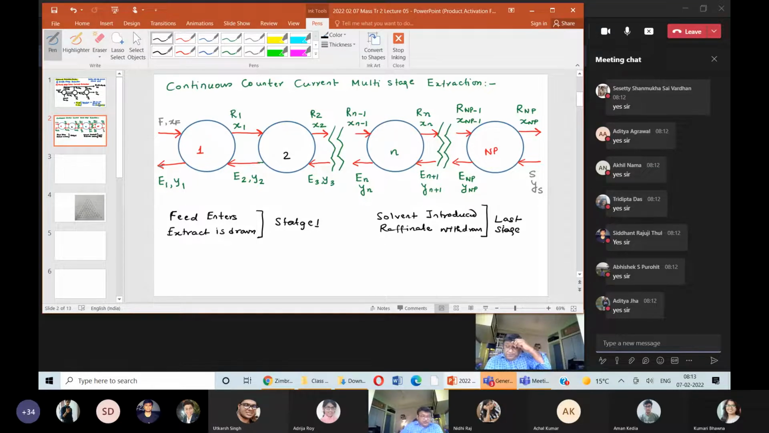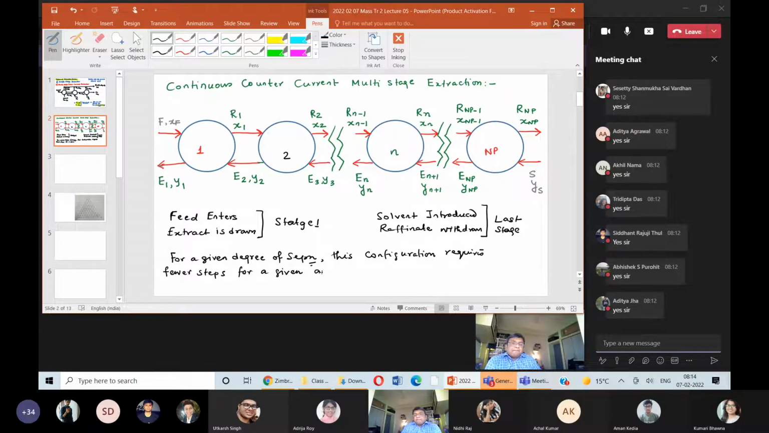One can show that for a given degree of separation, this configuration requires fewer steps for a given amount of solvent, or less solvent for a given number of stages.